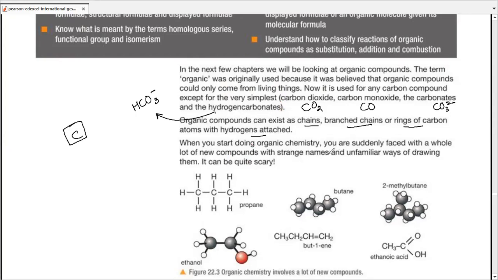Now, moving on, when we start doing organic chemistry, we are going to face a whole lot of new compounds, different names, and unfamiliar ways of drawing. So don't worry, we're slowly going to get all of that. We're going to understand one step after another how to draw the structures, how to get the structures right, and how to get the names right. So we're going to go through all of that step by step.